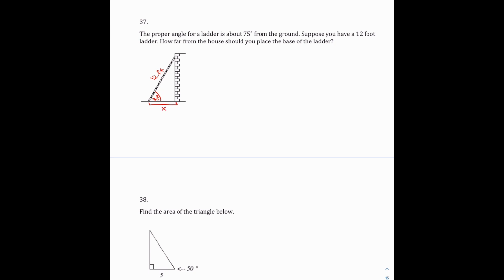We know that x is adjacent to the angle, so we're going to say cosine 75 degrees is equal to the adjacent over hypotenuse. I'm going to multiply both sides by 12. These will cancel. You will have x is equal to 12 cosine 75 degrees. And I'm going to say 12 times cosine 75 degrees, and that is about 3.11 feet. So it should be about 3.11 feet from the house if we want to put it at the proper angle.